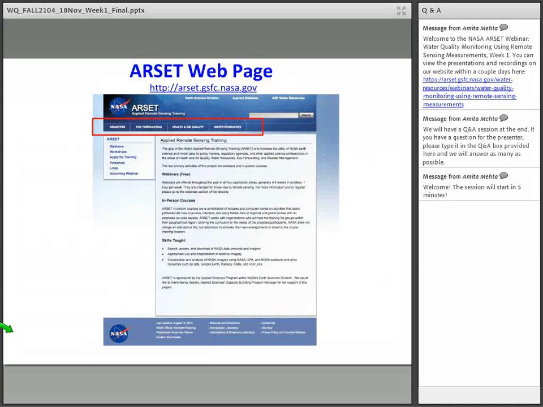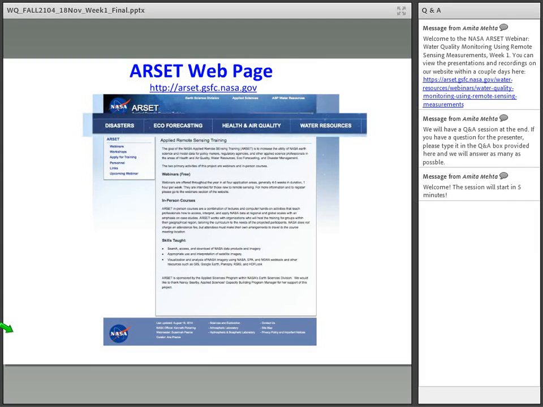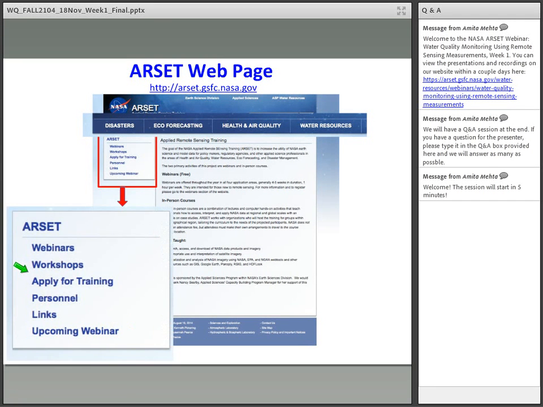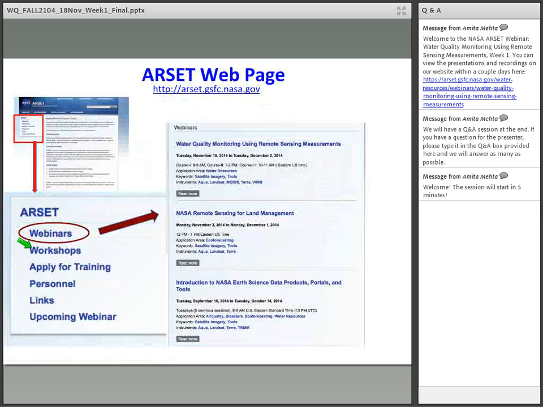So this is about ARSET, and now this is the ARSET website. On the ARSET website, this is the web address. All 4 themes that we provide training in are given here that can be accessed. And in this menu, there is a link for webinars, and that leads to all the webinars, current and past, and by accessing these, all the presentations and recordings for some webinars can also be found.